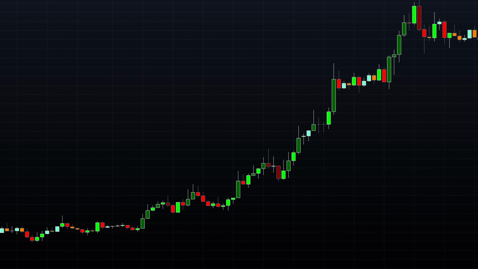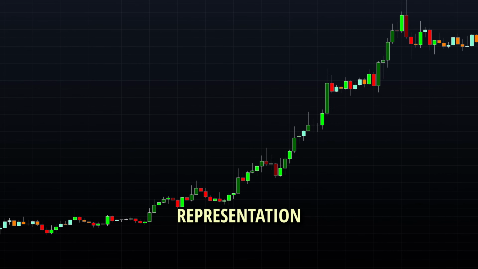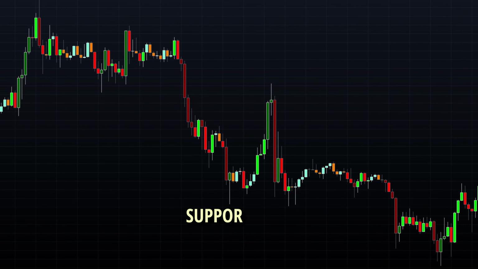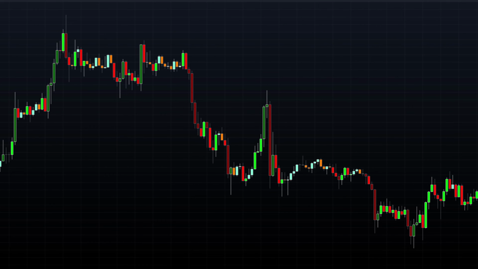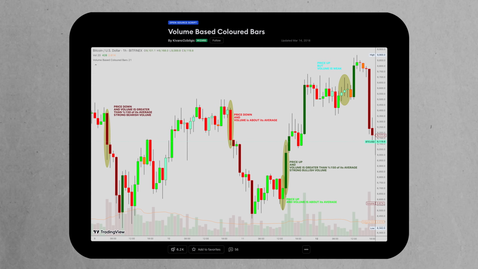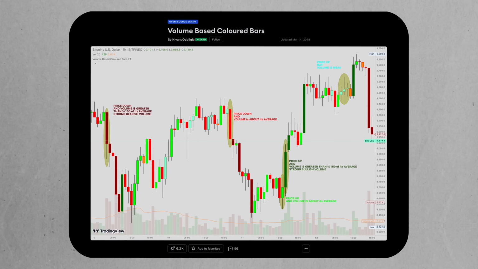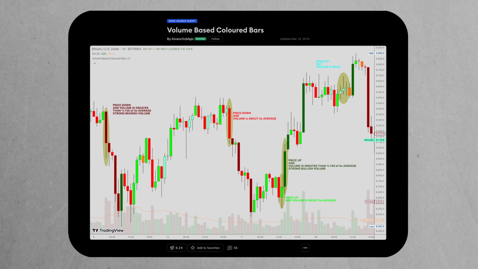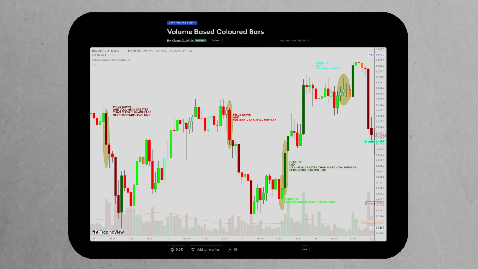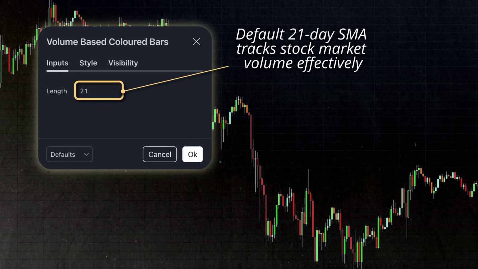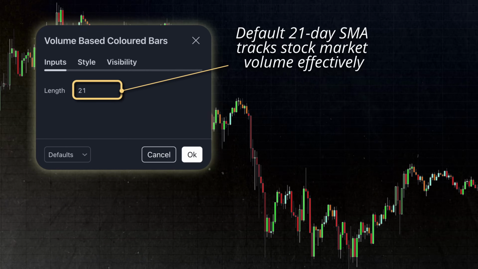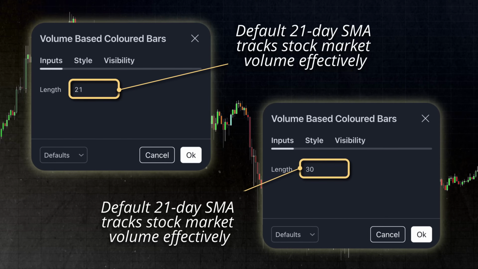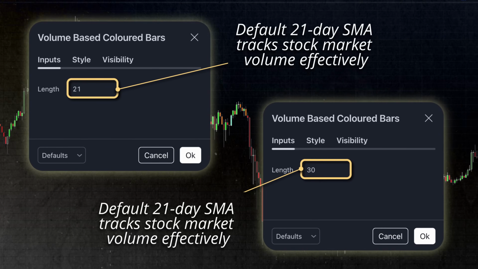This indicator offers a more detailed and color-coded visual representation of volume strength, helping you better understand whether price movements are supported by sufficient market participation. The volume-based colored bars indicator provides a more in-depth volume analysis compared to the regular volume oscillator. It colors the price bars based on the relationship between price movements and volume. The default setting uses a 21-day simple moving average for volume, which is suitable for stock markets. For cryptocurrencies, adjusting the value to 30 is recommended for more accurate results.